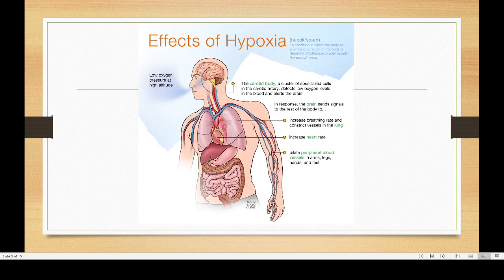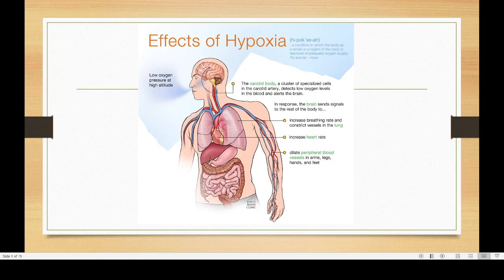So one is increased breathing rate, then constriction of blood vessels in the lung, which is another response, a contraction of the blood vessels present in the lung. Then the other technique is increasing the heart rate. The heart will work more, pumping more blood to different parts of the body. So that is a second response.